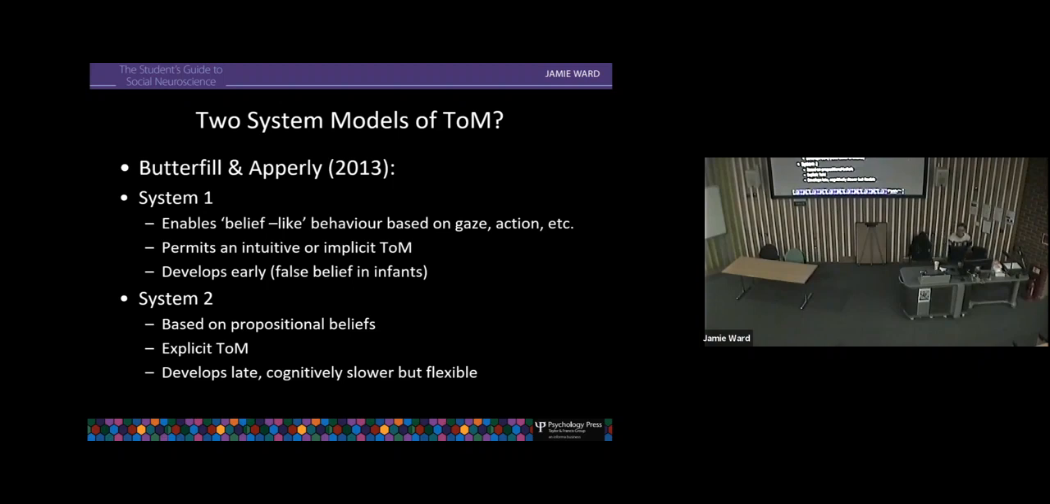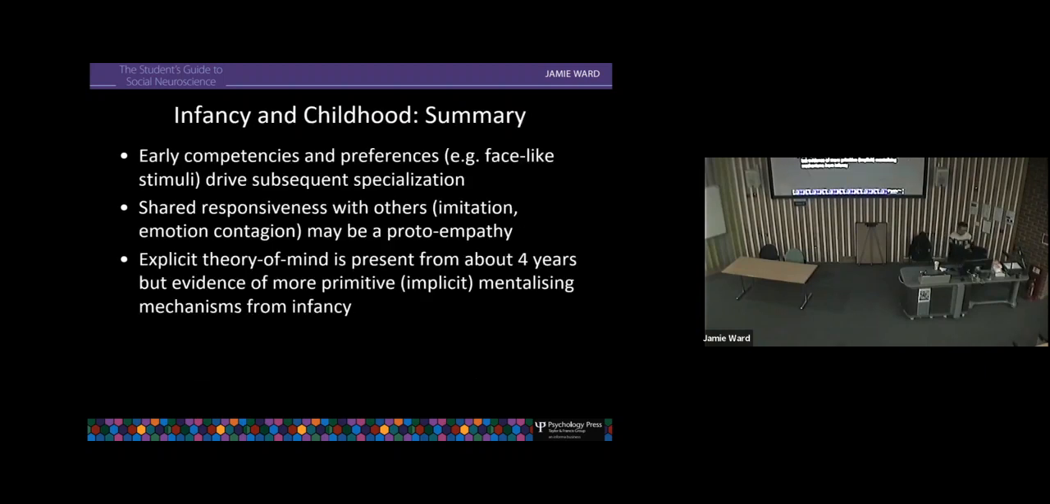So again, it depends what kind of evidence you look at, whether you look at behavior or whether you look at reasoning and labeling beliefs and knowledge and so on. So to summarize this, early competences and preferences, e.g. for face-like stimuli, drive subsequent specialization. This specialization is not present early on, and to some extent it is experience and behavior that almost certainly helps these systems to mature in the brain.